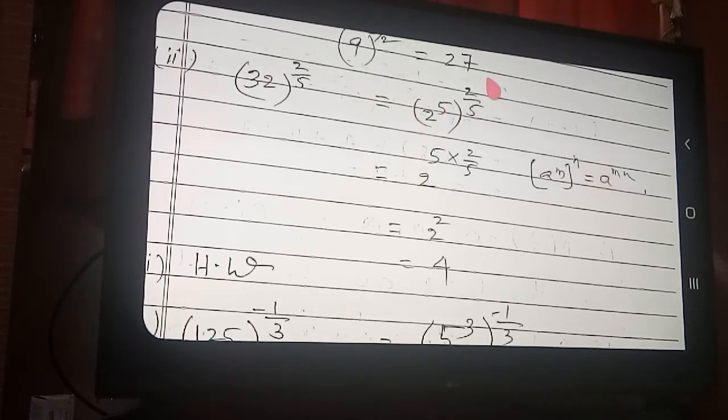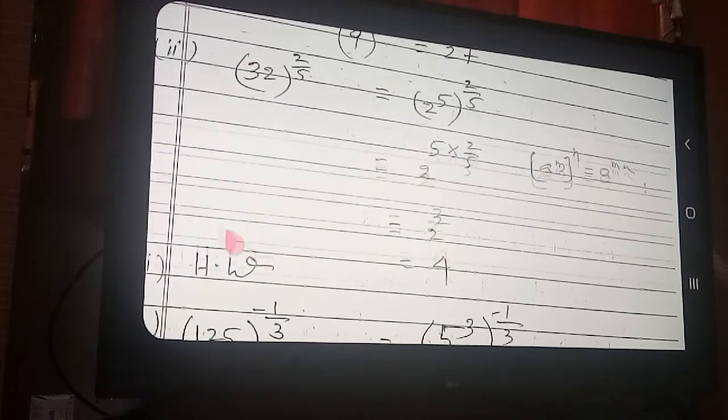So 2 raised to 5, the whole raised to 2 by 5. So here also, one power here, another power here, power of power is coming. So you multiply both together. So 2 raised to 5 into 2 by 5. So 5 cancelling now. So what are you getting? 2 raised to 2. 2 raised to 2, how much is it? 4. Okay. Now the next sum is homework, I have already written it here.